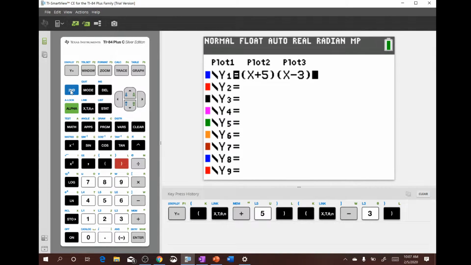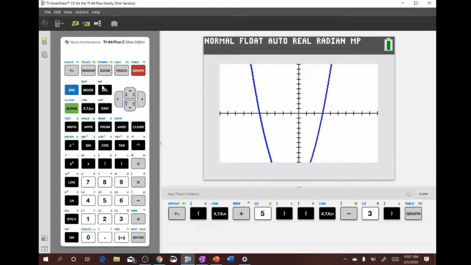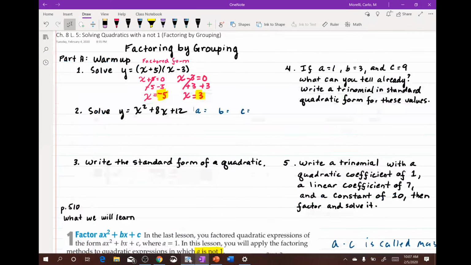Now, hit graph, and just look and see where it crosses the x-axis. Count. Negative 5 and 3. So does that match what we think it was? What's the y-intercept of this factored form equation? Just do the L part of FOIL.